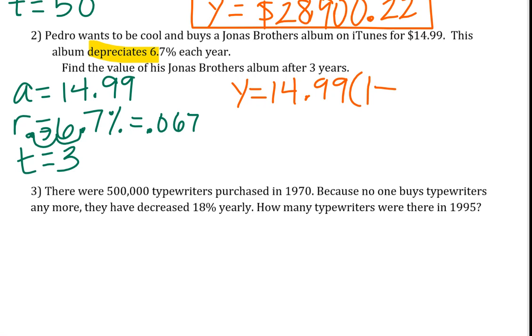So losing means I'm going to subtract. So 1 minus. Then I need my percent, my rate changed into a decimal. So 1 minus 0.067. And my exponent is 3.